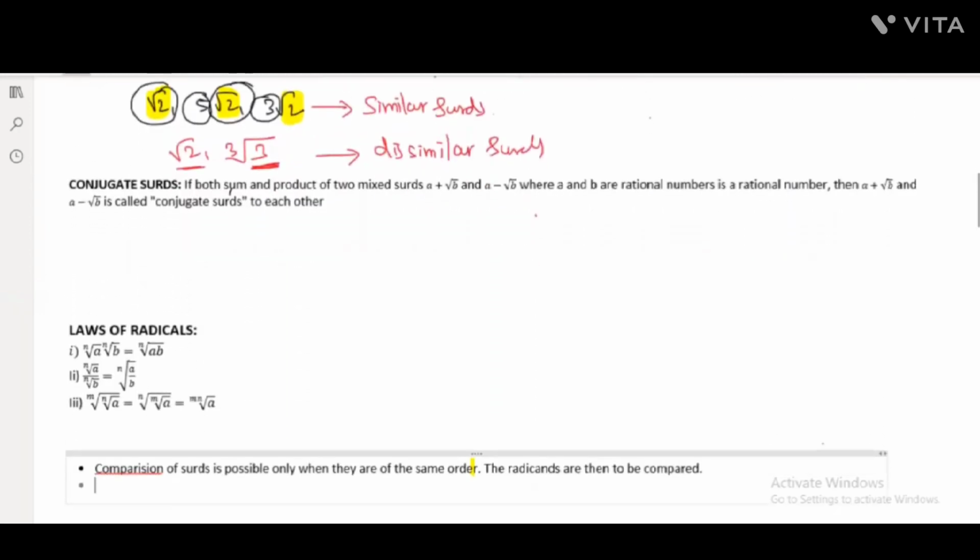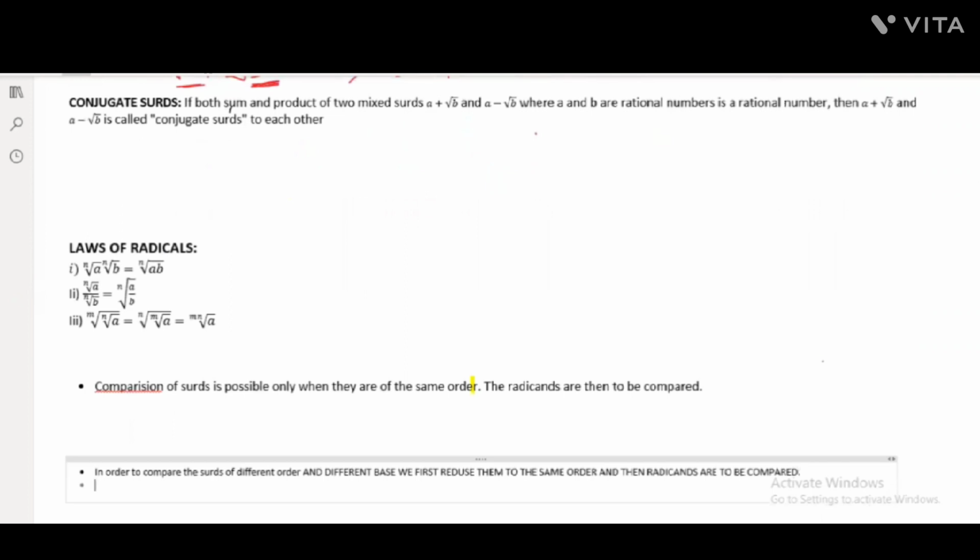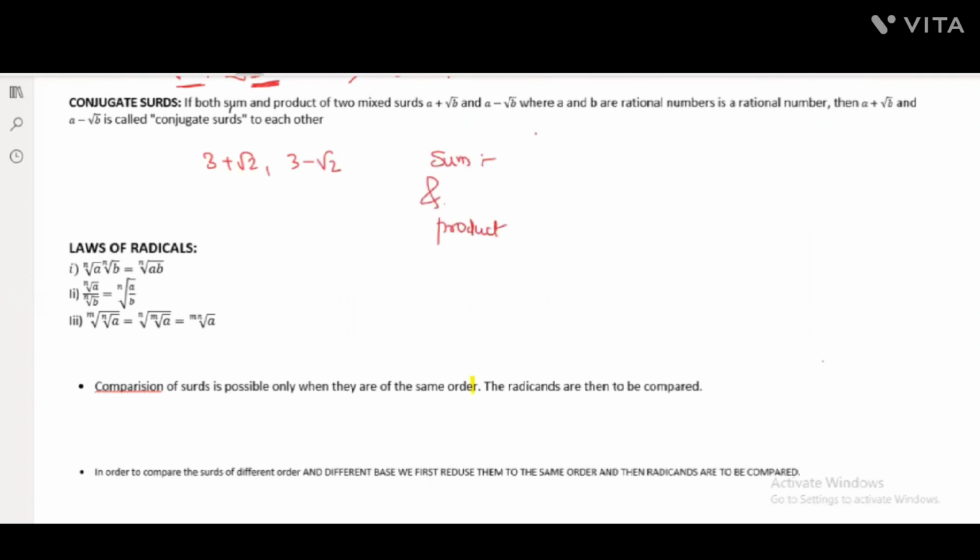So what is meant by conjugate surds? Conjugate surds are like this. If I take any two mixed surds like 3 plus root 2 and 3 minus root 2, and take the sum and product, the sum should be a rational number. The summation of the two mixed surds which I took should be a rational number. See here, if I add these two, you'll get 6. 6 is a rational number.